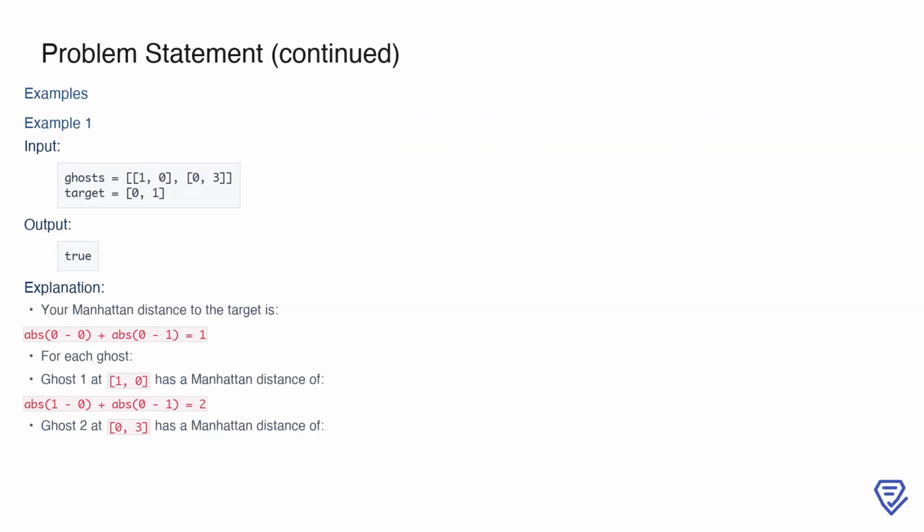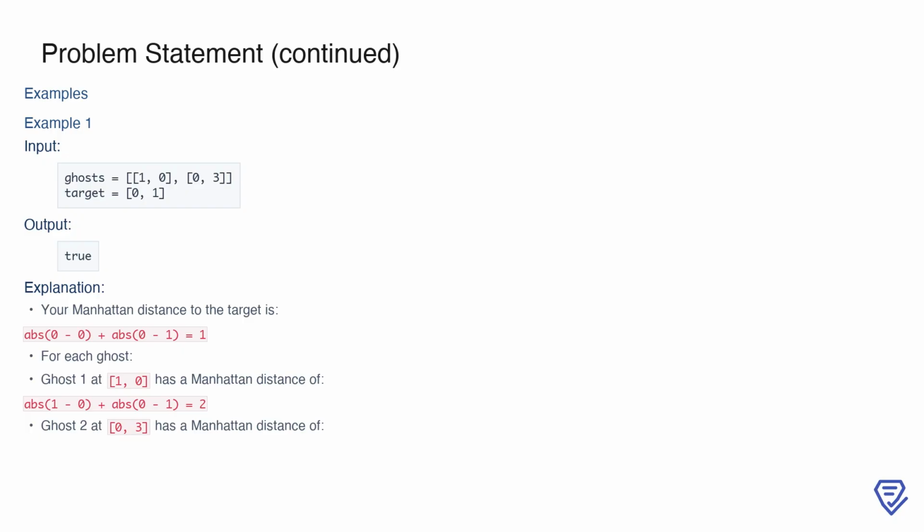Let's look at an example to understand this problem better. Say the initial positions of the ghosts are given as 1, 0 and 0, 3, and the target position is 0, 1. First, you calculate your Manhattan distance to the target. The Manhattan distance is the sum of the absolute differences between the x-coordinates and the y-coordinates. In this case, starting at the origin, your distance is abs(0 to 0) plus abs(0 to 1), equals 1. Now, for each ghost, we calculate their Manhattan distances to the target.